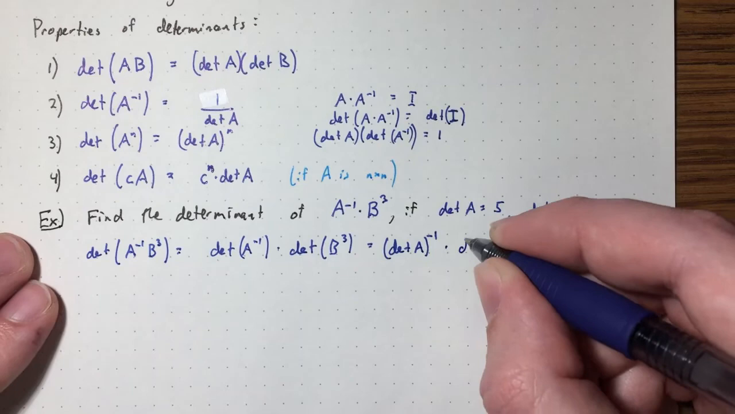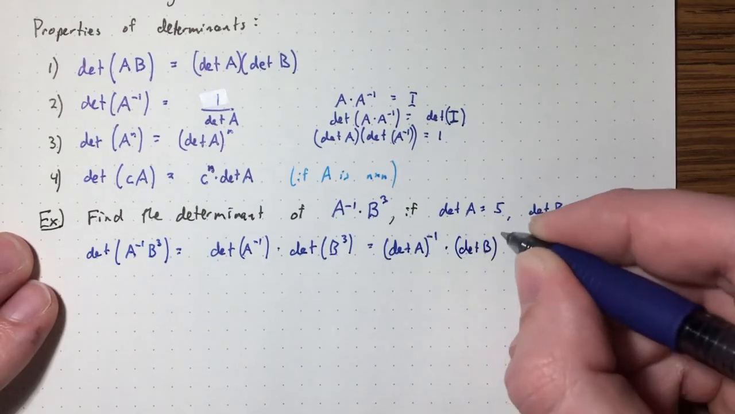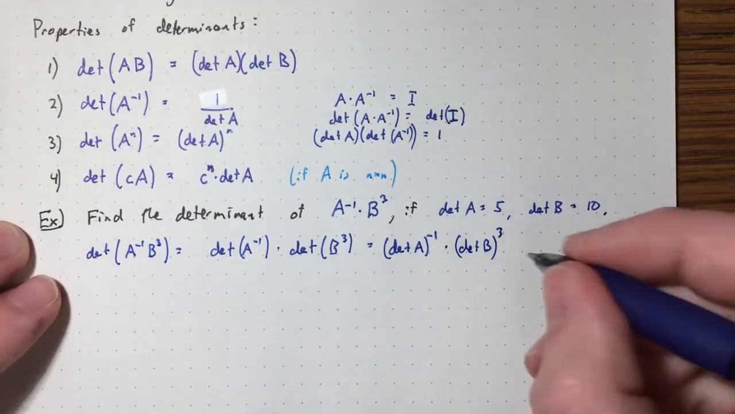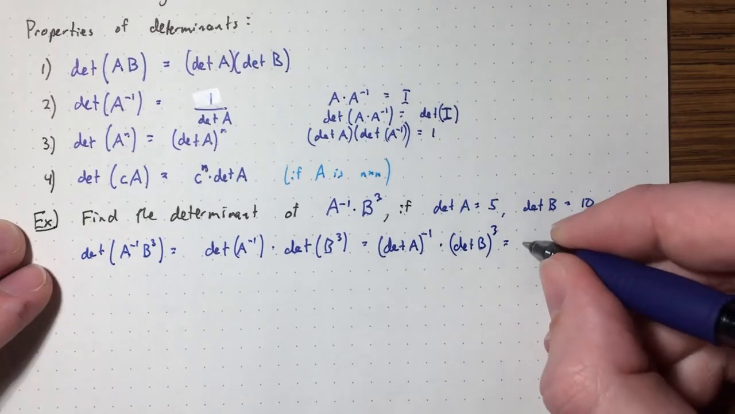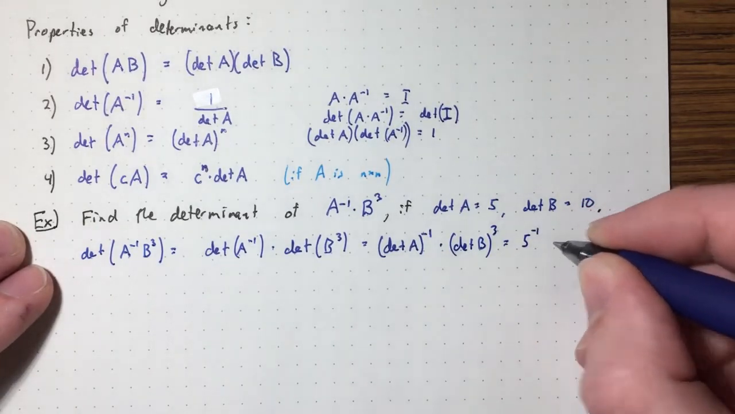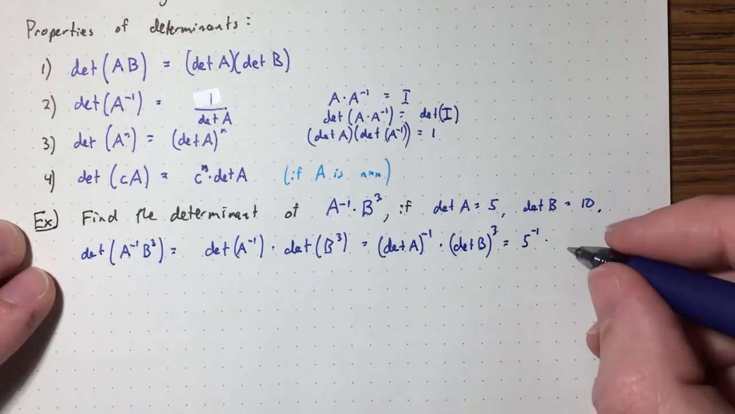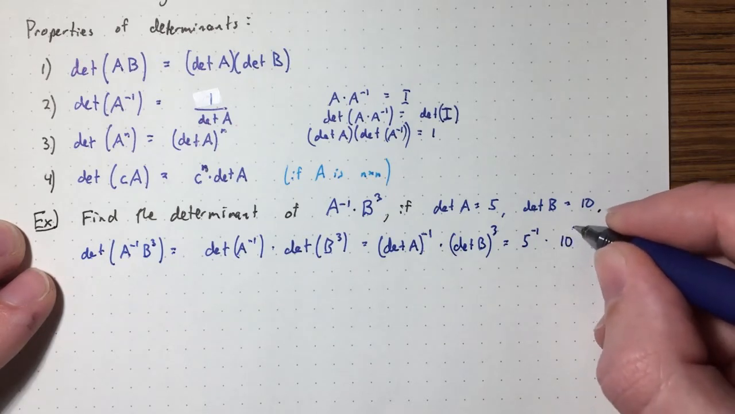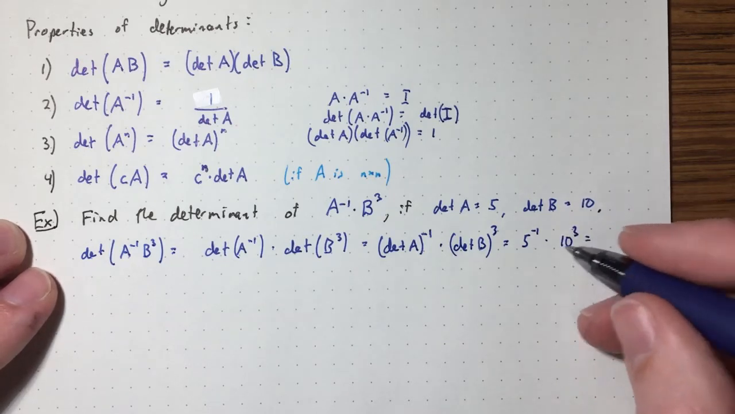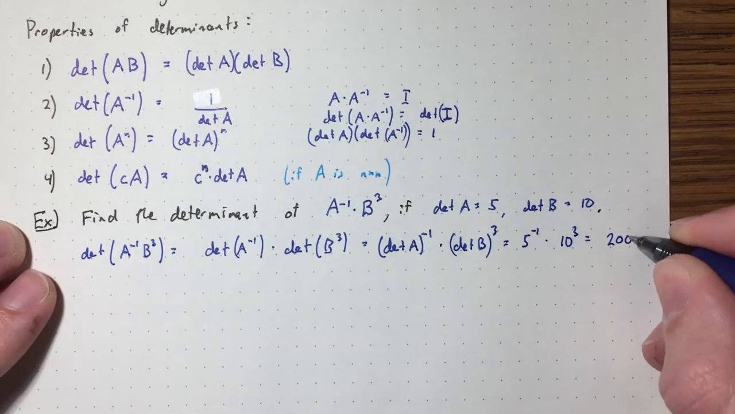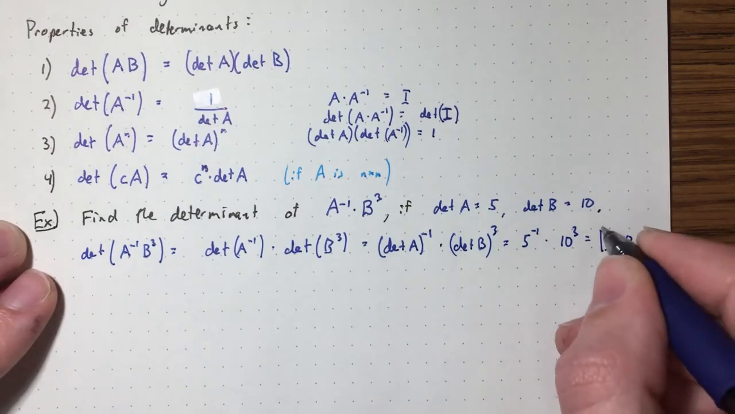What's the determinant of B cubed? It's 5 to the minus 1, which is 1/5, times 10 cubed. So 1,000 divided by 5 is 200. Cool.